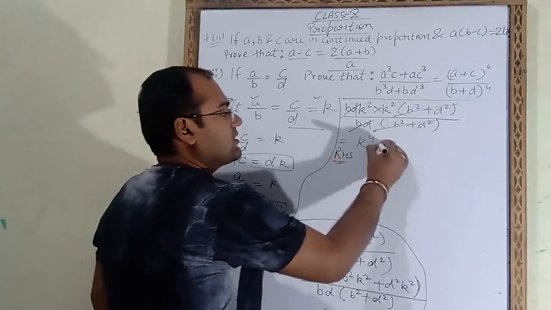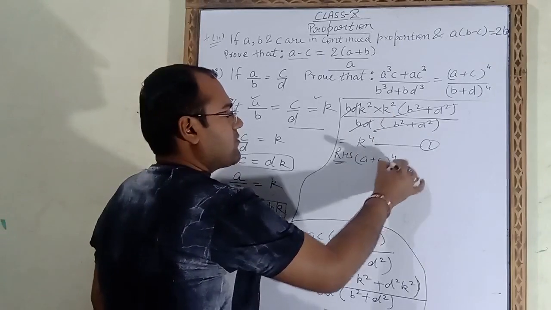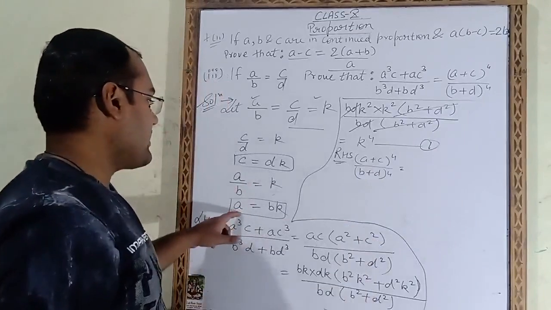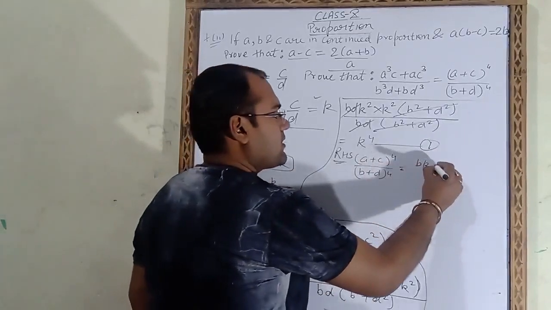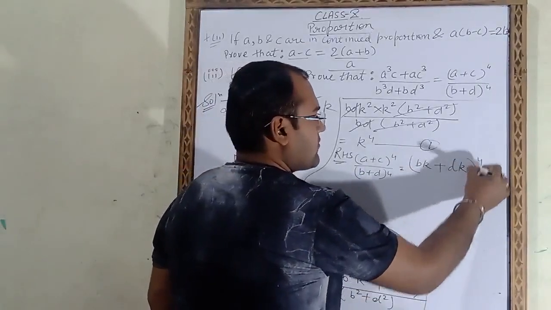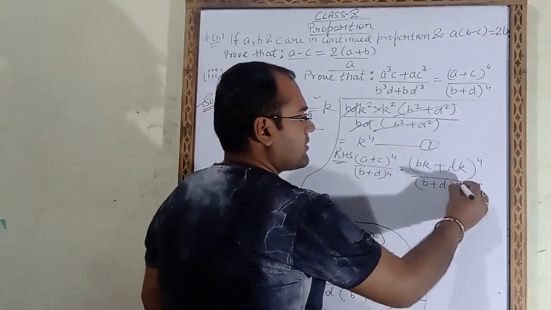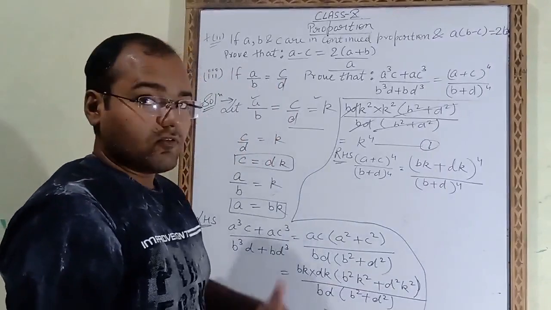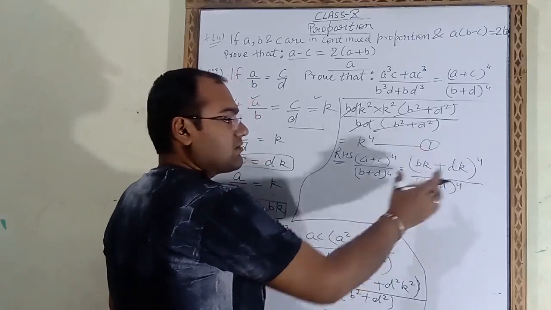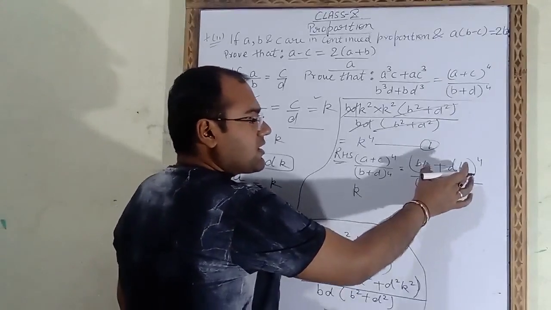RHS. This is equation number 1. Now we will solve RHS. RHS is A plus C power 4 upon B plus D power 4. Here also we have to do the same thing. A value is BK, so here we will put BK plus C value is DK, so instead of C we will take DK power 4 upon B plus D whole power 4. Now what is the next step? Next step is we will take these two K common. We will take common outside the bracket. When we will take this K common, we will not write K.